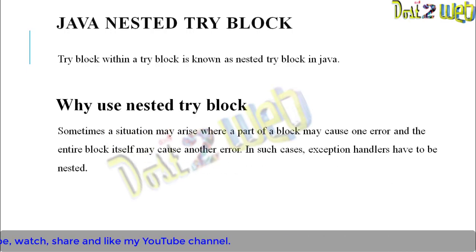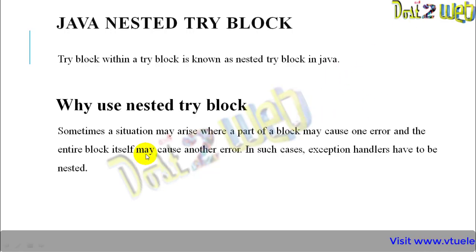Sometimes you will get a situation where part of a block may cause an error and the entire block itself may cause another error. That means you will have two different types of errors occurring in the same program. For that purpose, you have to use a nested try block. So that is the meaning.